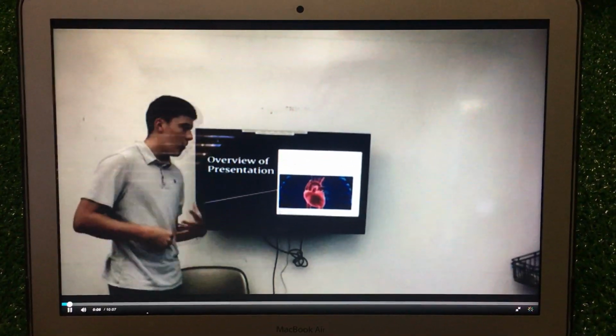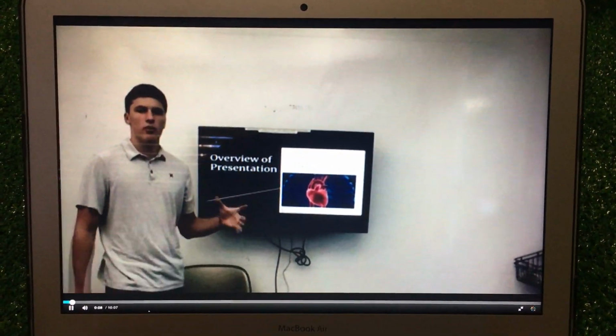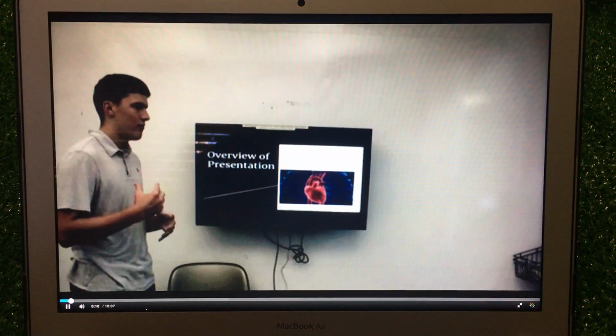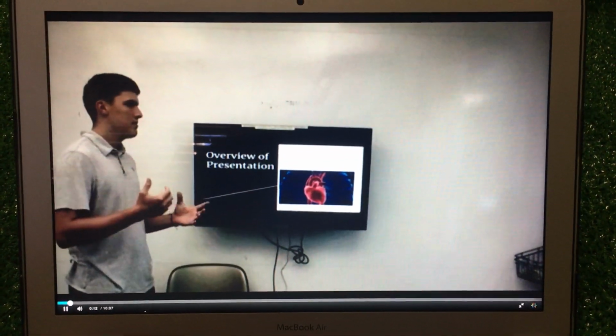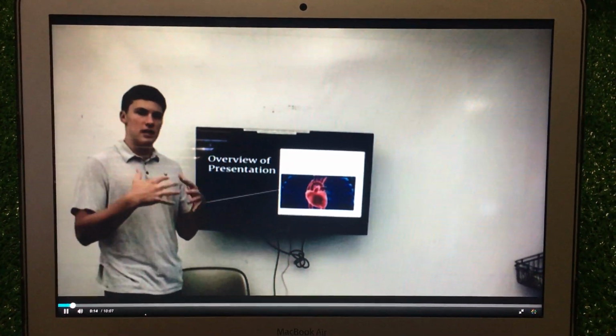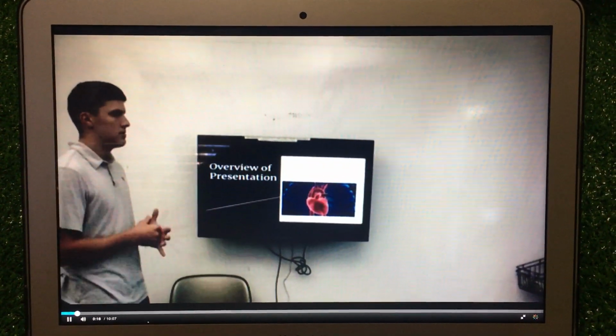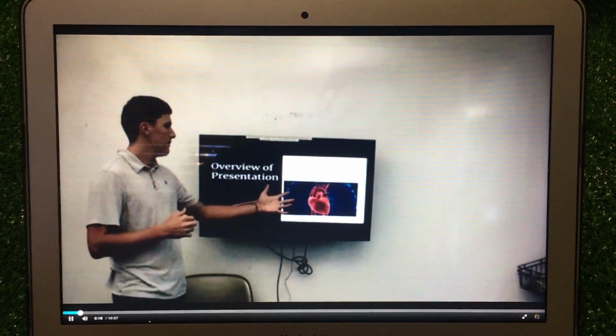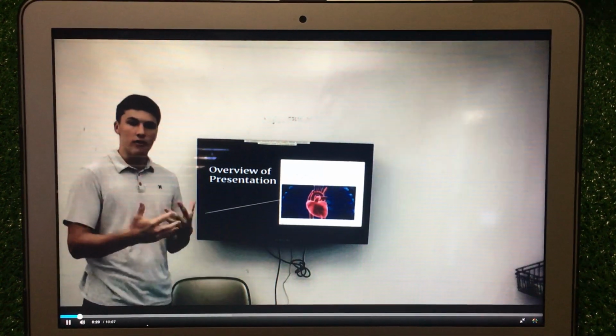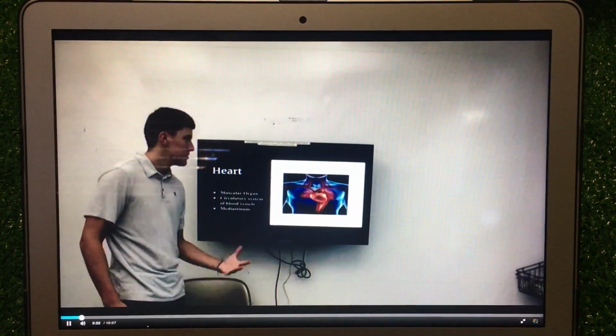A little overview of this presentation: we're talking about the heart and its role in our body, the form and function of the heart, what happens when that form and function don't go together, and then ultimately we're going to get to congestive heart failure. This photo is just a diagram of where the heart is in our body. Now let's go to the heart.